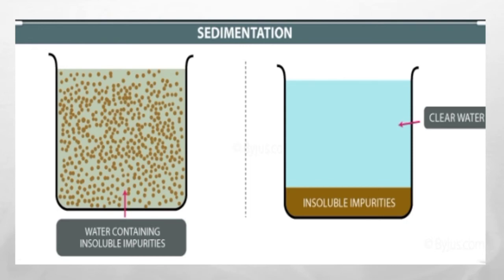Through sedimentation also we can separate substances. During sedimentation, the liquid is left undisturbed for some time. The heavy insoluble solids like sand settle down at the bottom. This process in which insoluble substances settle down is called sedimentation.